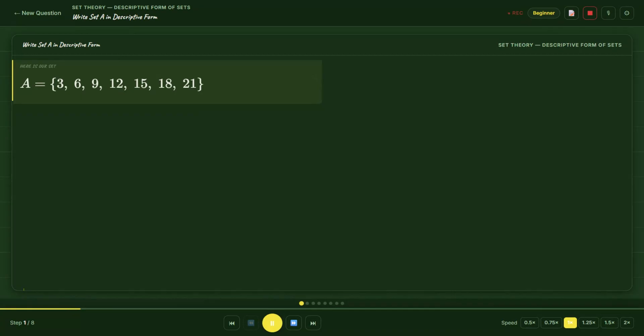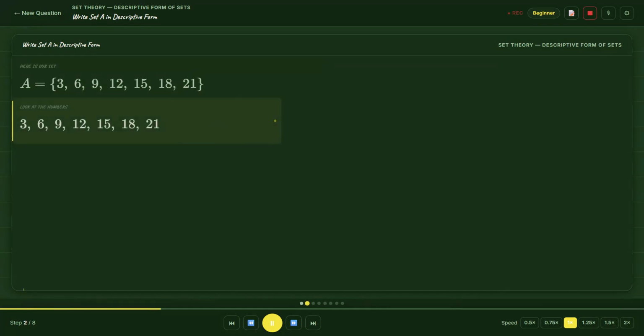Here is our set A. It has 7 numbers inside the curly brackets. Our job is to find the pattern and describe this set using words. Let's read the numbers one by one. We have 3, 6, 9, 12, 15, 18 and 21.